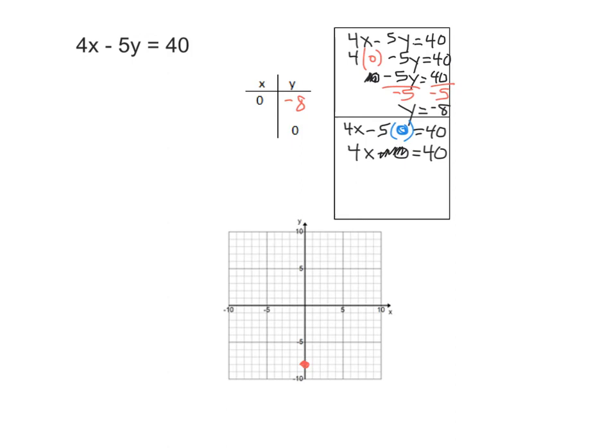So now we have 4x equals 40. We can divide this side by 4 and this side by 4. And we get x equals 10. So 10 is our x-intercept. When y is 0, our x-intercept is 10. So that is over here at 10 on the x-axis. And we can now draw our line through those points.